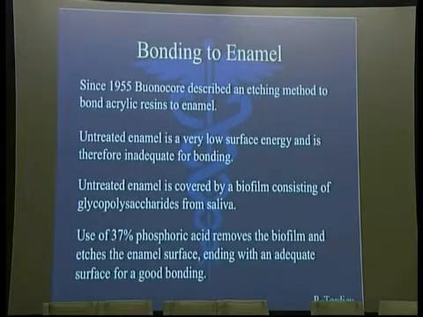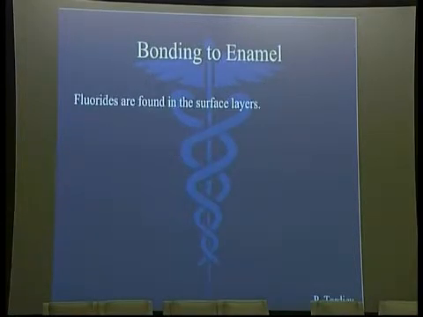So the way to do it since Buonocore, since 1955, is the same. We use phosphoric acid to treat the surface. When the surface is treated like this, we increase the surface, making micro gaps on the surface of the enamel, and then we are going to be able to bond to enamel. And the bond will be very strong.